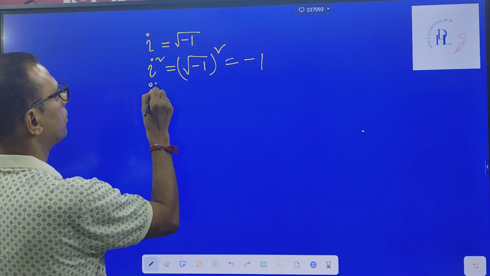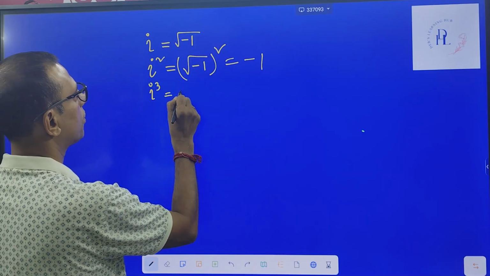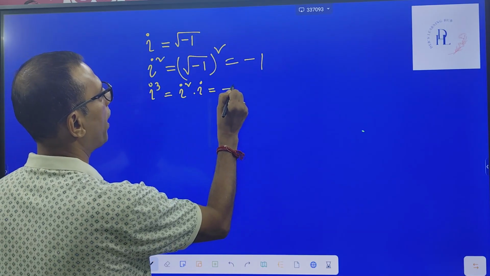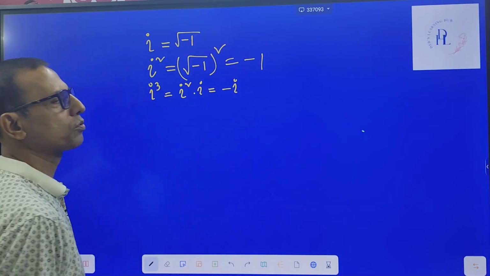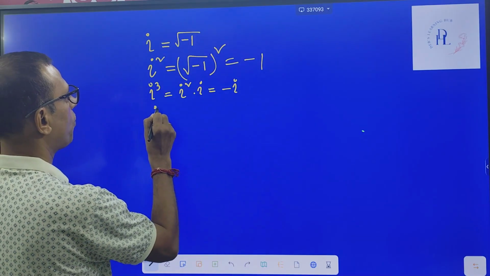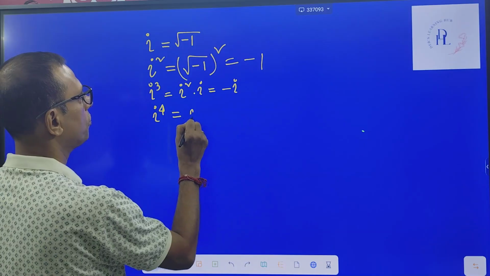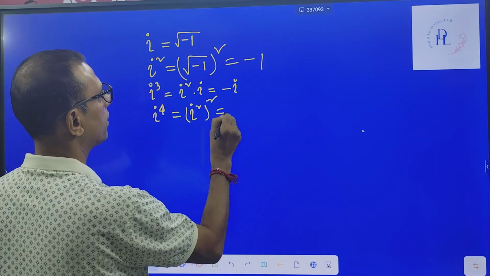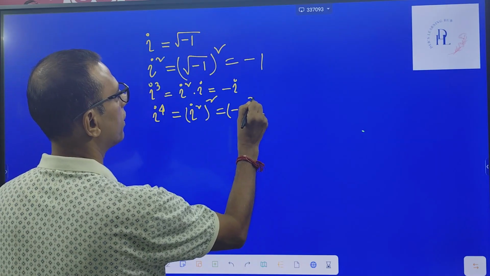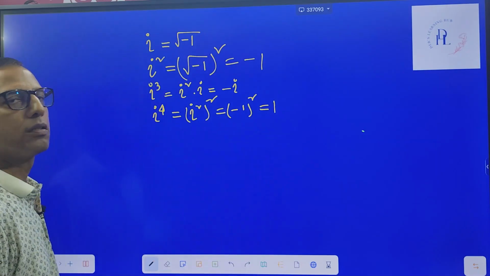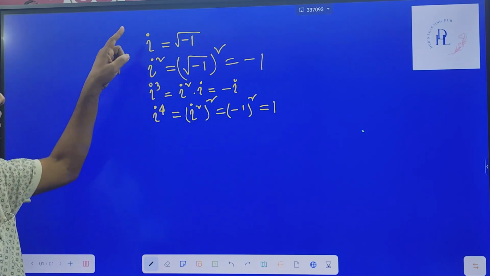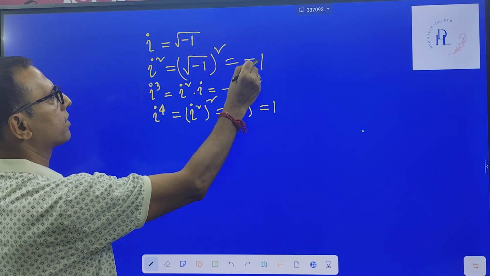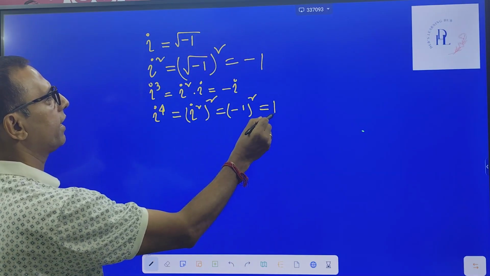i cube, or iota cube, that is equal to i square into i, that is equal to minus i, because i square equals minus 1. i to the power 4, that is equal to i square whole square, that is equal to minus 1 whole square, that is equal to 1. So now starting from i to the power 1, that is i, then minus 1, then minus i, then again it is 1.